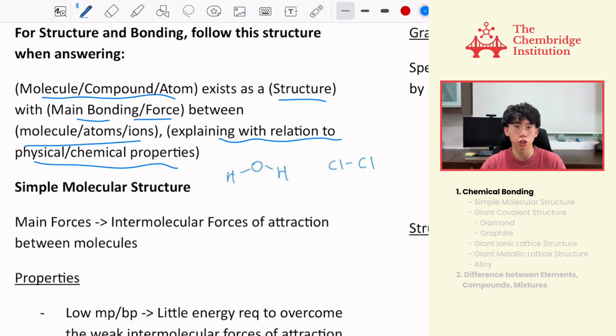If you use this structure, you can never go wrong. I repeat, you can never go wrong for chemical bonding questions. I see too many students who try so many different kinds of answering techniques. It's like the schools aren't teaching them properly. So just follow this structure and you just can't go wrong. Now what's missing is knowing how to identify the different structures, and also for each structure, what is the main bonding or the main force.